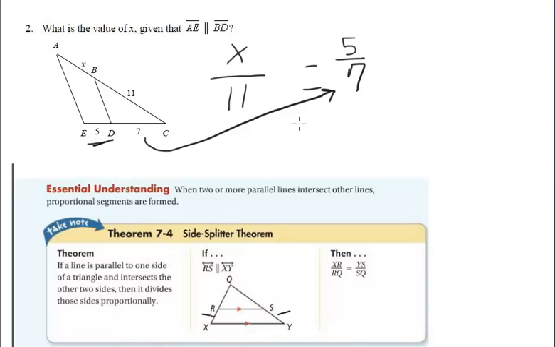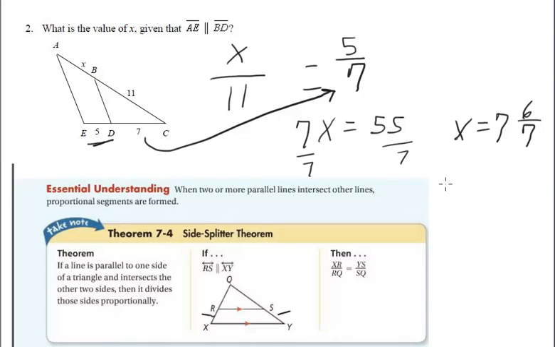Now we simply cross multiply and I get 7x equals 55. Solve for x, so I divide both sides by 7, and I get x equals 7 6/7. You may have used a calculator and come up with a decimal, which would be approximately 7.85. Either answer is fine. Typically I'd say the fraction is a little cleaner, but either answer is fine. That's number 2.